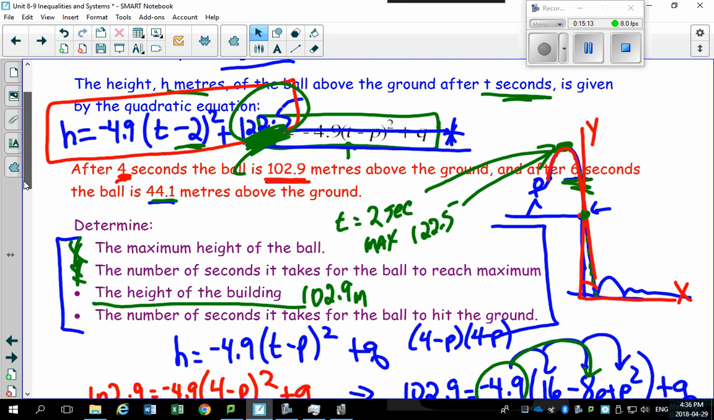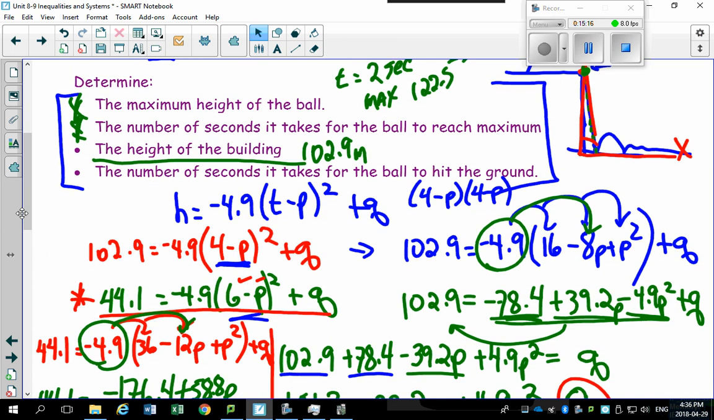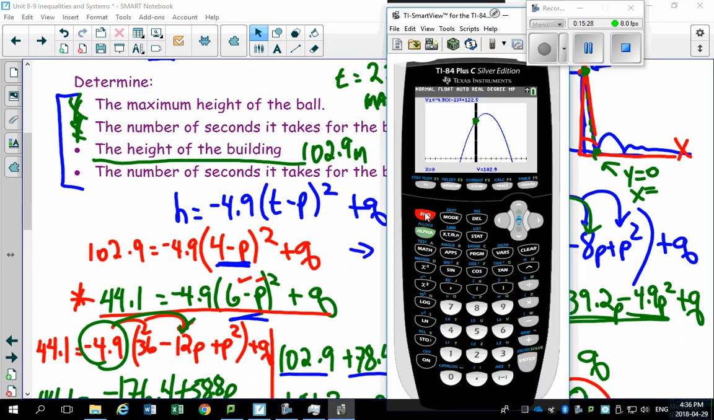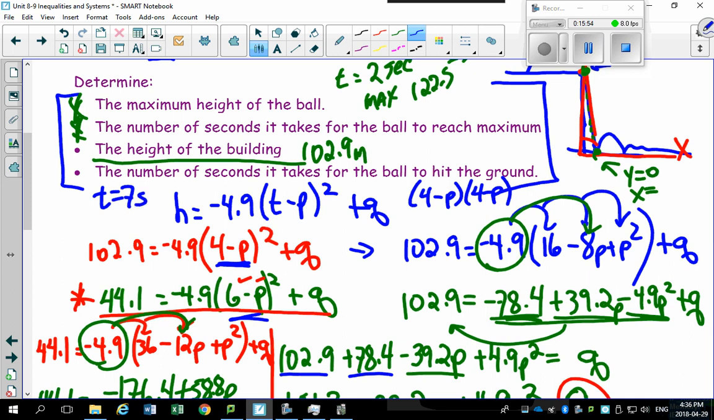Now, the last thing we've got to figure out is the number of seconds it takes for the ball to hit the ground. Remember, when it hits the ground down here, that's when, guess what? Y equals 0. So you are in fact finding an x-intercept. Going back to our calculator, second calc, find me that zero, number 2. Bring this guy over, all the way down to here. Left bound. Right bound. Calculate, and you find out it takes a whole 7 seconds for that thing to fall. So t equals 7 seconds.